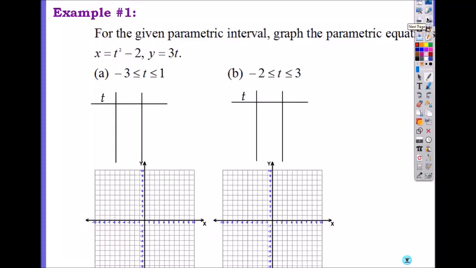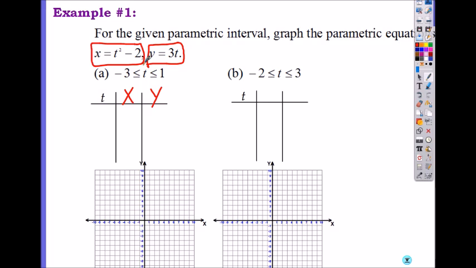For the given parametric interval, graph the parametric equation. x equals t squared minus 2 and y equals 3t. This time the interval is from -3 to 1, all inclusive.